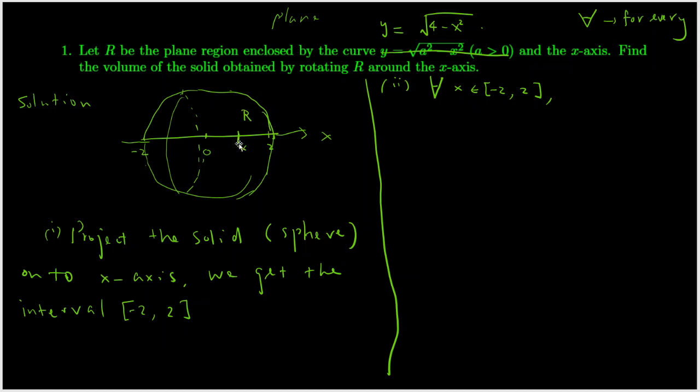Again, I want to use a plane perpendicular to the horizontal axis and passing through this point to cut the solid. What is the shape of the cross section? Imagine you have a potato and you use a knife. The potato is super round, or a watermelon, super round.